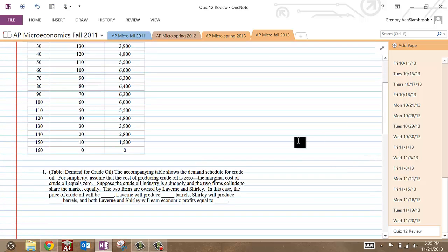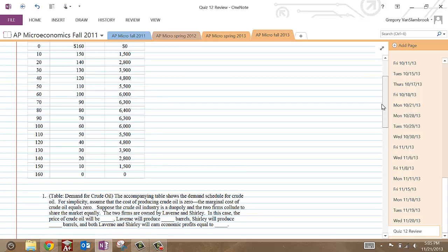And the problem asks, the accompanying table shows the demand schedule for crude oil. For simplicity, assume the cost of producing crude oil is zero. In other words, the marginal cost of crude oil equals zero. Suppose the crude oil industry is a duopoly. Two firms collude to share the market equally.